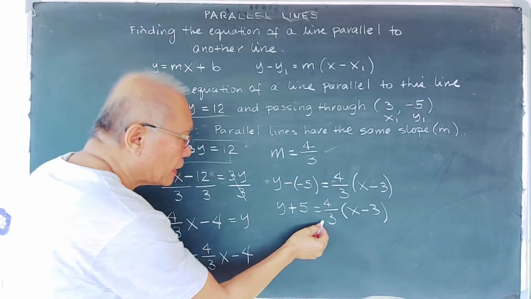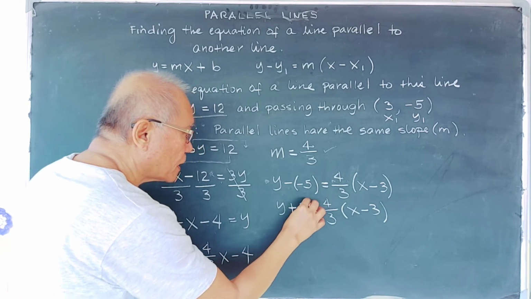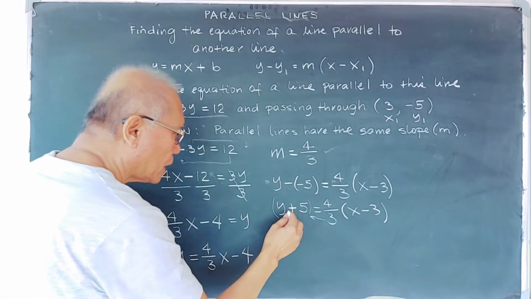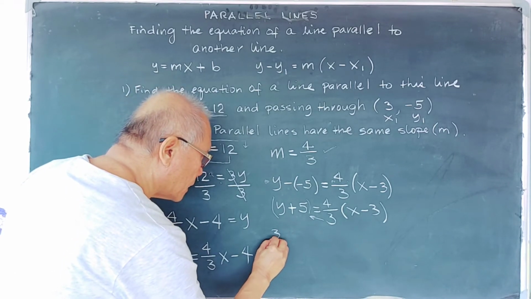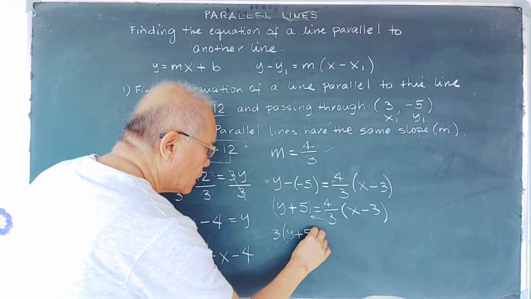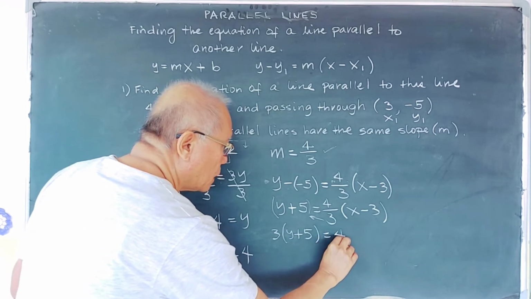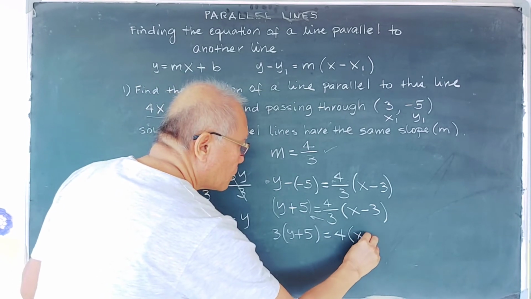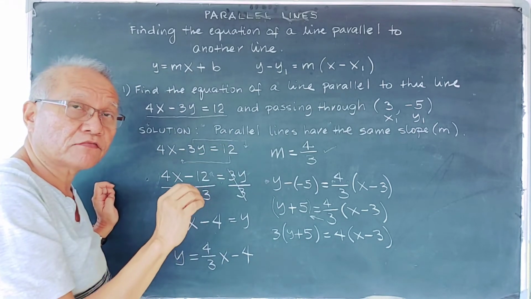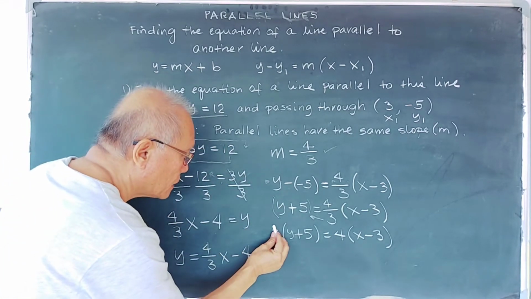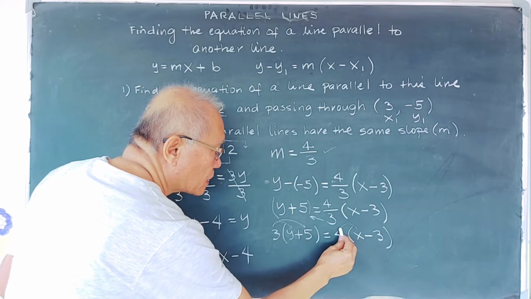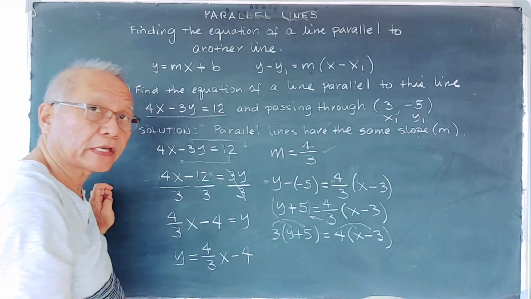Then we cross multiply the 3 to this y plus 5. If you are confused about the cross multiplication, just place the 3 here and then write the y plus 5 here, and then we have the 4 here, which is to multiply the x minus 3. Then we have the distributive property of multiplication, 3 to y and 3 to 5. This one is 4 times x, and after that one is 4 times negative 3.